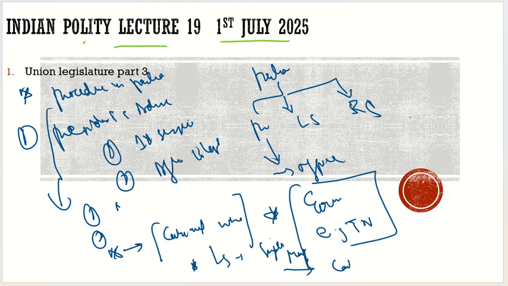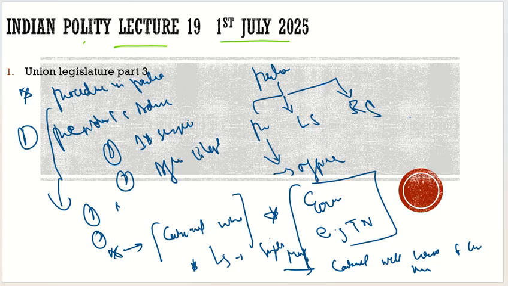The cabinet will have to prove their majority in the house. If the motion of thanks is defeated in the Lok Sabha, it leads to the censure of the cabinet. This will lead to the censure of the cabinet if it is defeated in the Lok Sabha.